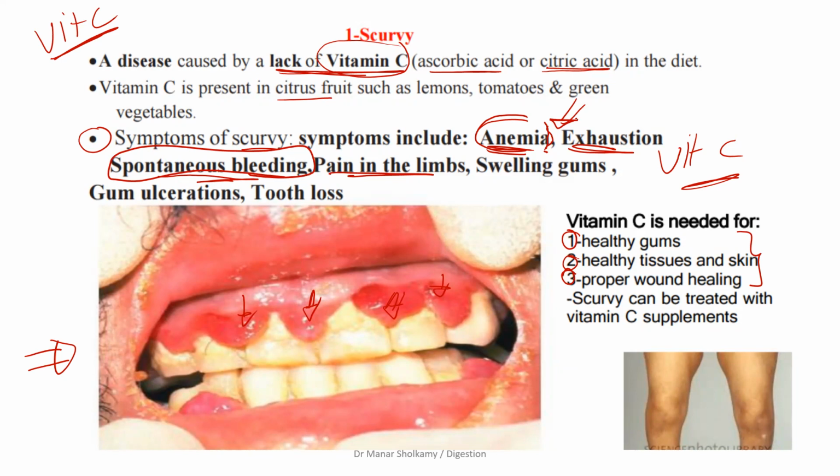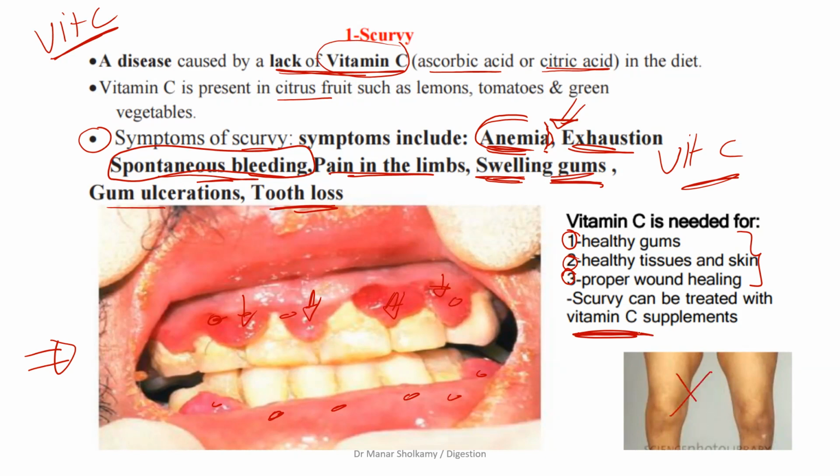So initially, the first thing you will notice when you have vitamin C deficiency is swelling, inflamed gums, and loss of teeth. Again, this is in severe cases. And gum ulcerations means you will have an abscess here in your gums. It's very bad, but no one reaches this state because it is very easy to treat. You can go and take vitamin C supplements and the condition will be resolved, okay?